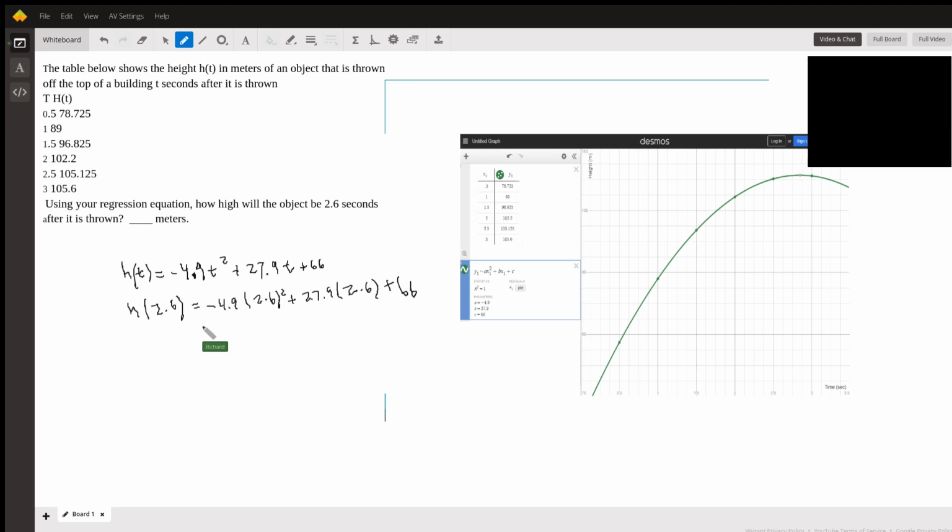And when you do all of that, again, you would do this on your calculator, you should get an answer of 105.4 meters. And that's all there is to it.